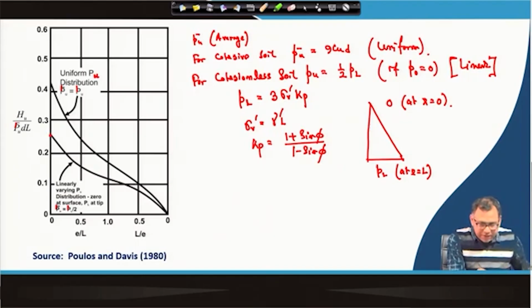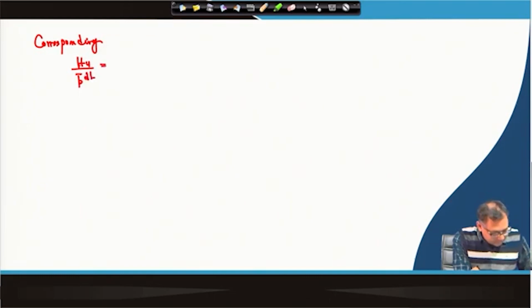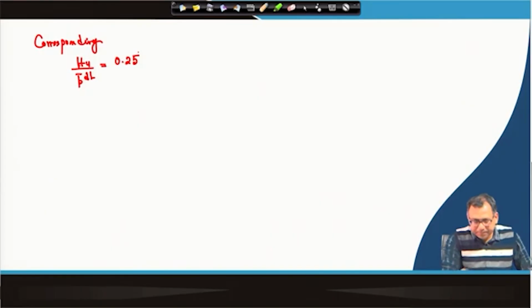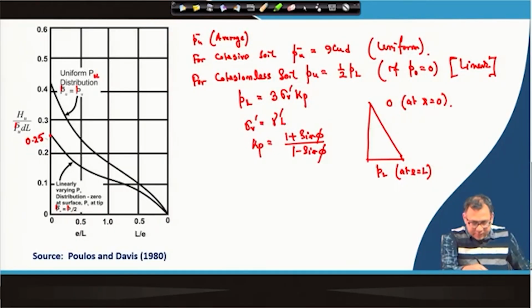So, corresponding, this is the linear variation curve, and e by L equal to 0. So, Hu by Pu bar d L is equal to 0.25. Okay. So, I can get the corresponding value here, Hu by Pu bar d L is equal to 0.25. Okay. You can see there is a linear variation and uniform, for the granular soil this is the linear variation. So, this value is 0.25.